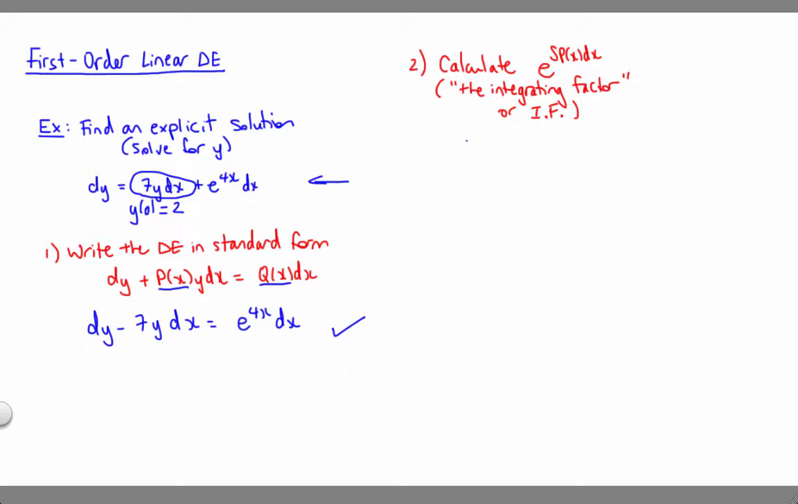So first step here would be to figure out what function is playing the role of p of x. So let's look back at our standard form. P of x is just the name that we give for the function that's multiplied by the y dx. So in our version of the standard form here, what was y dx multiplied by? It was multiplied by negative 7. And it's important that if this term is negative, we're actually bringing that negative into p of x. So p of x here is negative 7.